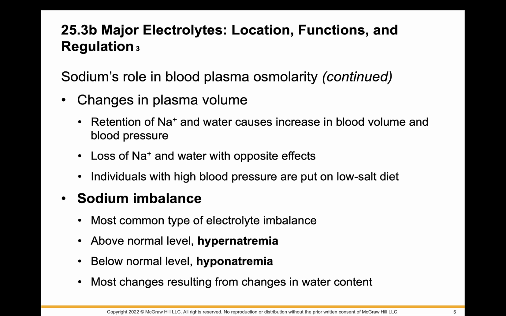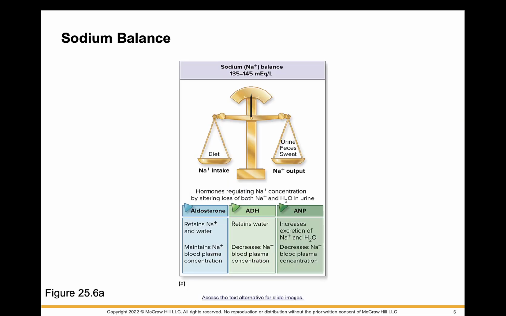Now, when we look at sodium imbalances, they have certain names. These are generally the most common type of electrolyte imbalances, and when sodium levels are above normal, it's known as hypernatremia. When sodium levels are below normal, that is hyponatremia. And what causes these to change the most is the actual water we consume, or level of hydration. Now here, once again, we are coming back to that concept of balance. Ideally, sodium in is equal to sodium going out.